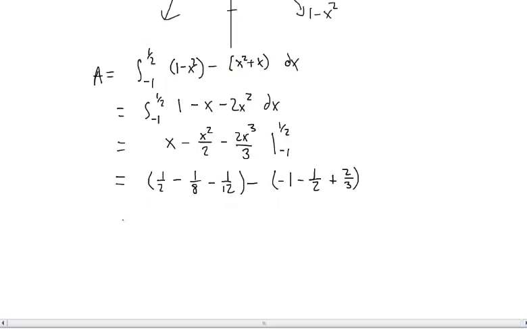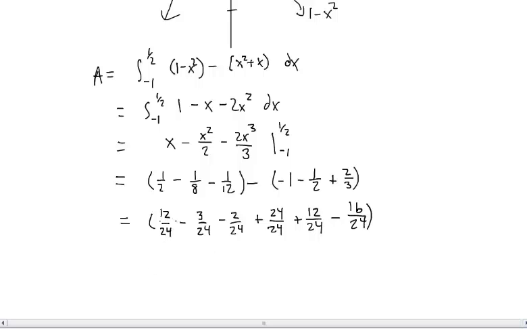In order to add these, I'm going to find a common denominator. And the least common denominator I see is 24. So I'm going to say this is 12 over 24 minus 3 over 24 minus 2 over 24. And now a minus and a minus gives me a plus 1, which I'm going to write as 24 over 24. And a minus and a minus again, so plus 12 over 24. And then minus a plus, so we have a minus, and we have a 24 on the bottom and 16 on the top. So now I can add all these numbers up.